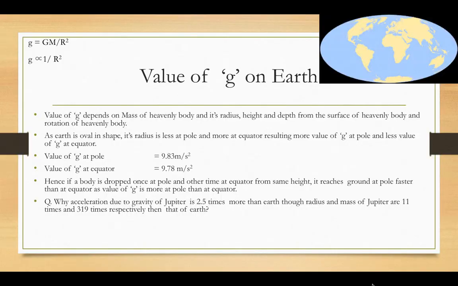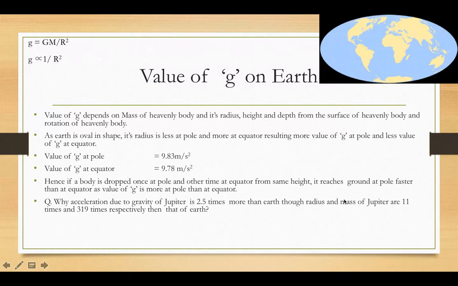So here is a question: why is the acceleration due to gravity of Jupiter 2.5 times more than Earth, though the radius and mass of Jupiter are 11 times and 319 times respectively that of Earth? So here you can see the radius of Jupiter is just 11 times more than Earth, and the mass is 319 times more than Earth. So despite having more radius and mass, the value of acceleration due to gravity is just 2.5 times more than Earth. Why? This is the question. So here you see the relation.